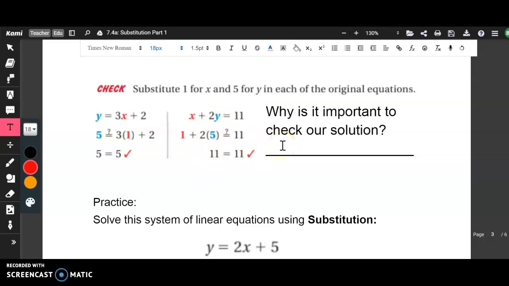Why is it important to check our solution? To make sure we got it right. Make sure our answer is correct.